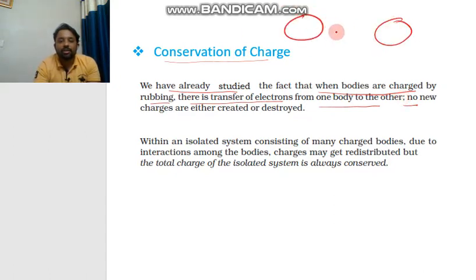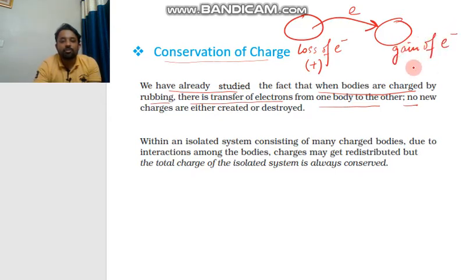Suppose we have two bodies here. If there is an electron transfer from this body to this body, then here there is a loss of electron, so this body will be positively charged. On the other hand, there is a gain of electrons here, so this body will be negatively charged. So no new charges are created here. There is just a redistribution of charges. Since there is a movement of electron from body A to body B, body A gets positively charged and body B gets negatively charged. This is called conservation of charge.